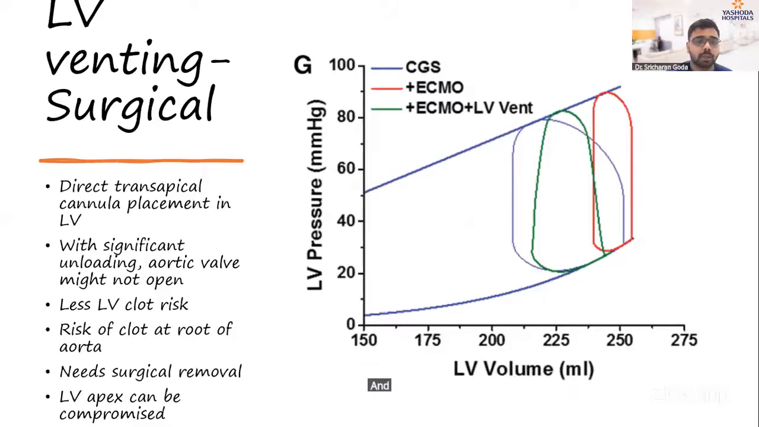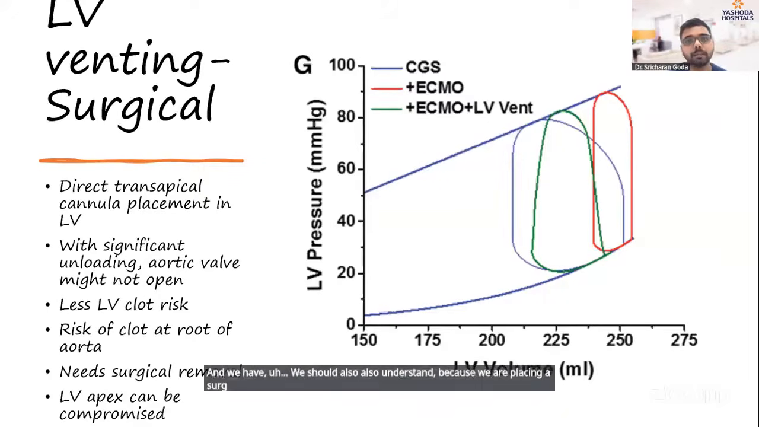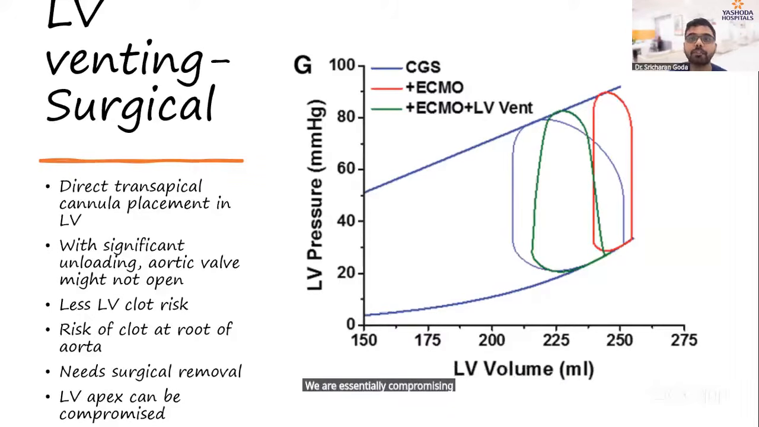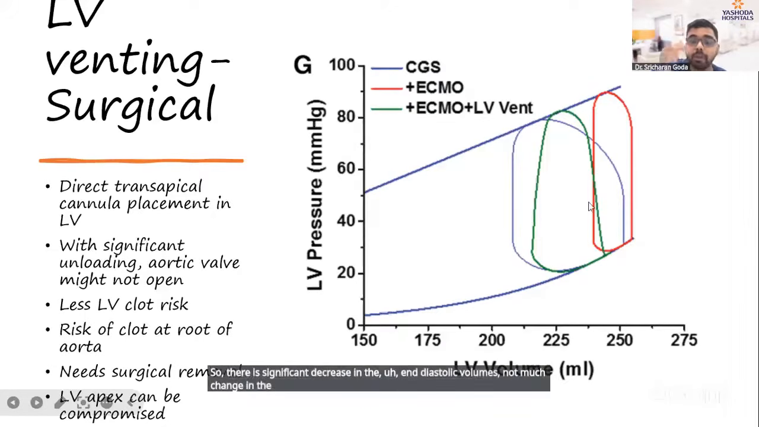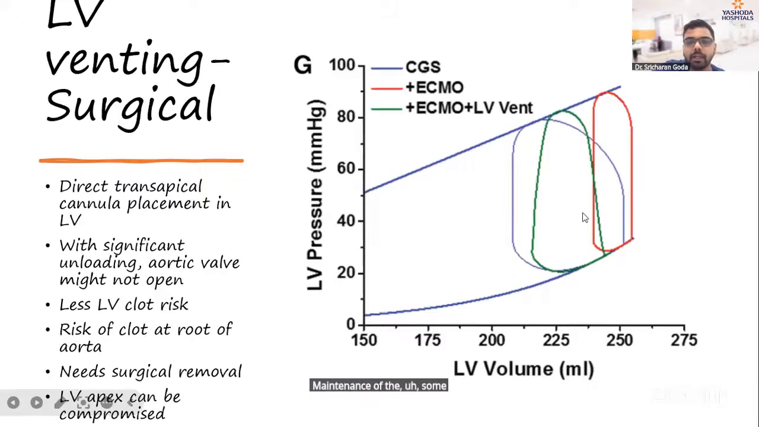And we should also understand that because we are doing a surgical transapical placement of an LV vent, we are compromising the quality of the left ventricular apex. There is a significant decrease in the end diastolic volumes, with not much change in the contractility. However, some stroke volume is actually maintained in the case of LV venting.